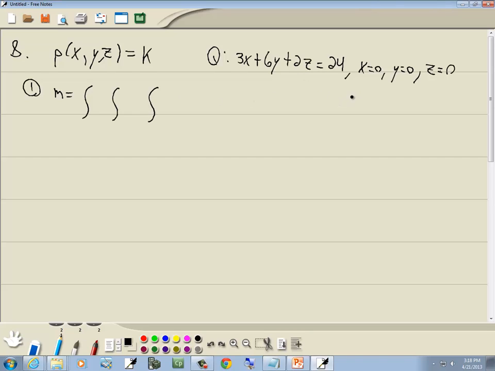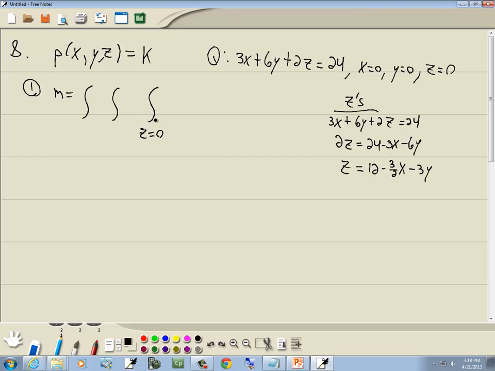Okay, so first off, let's look at our z's. We're going to have 3x plus 6y plus 2z is equal to 24, and we want to solve for z. So take the 3x and 6y over to the right side. So we got 24 minus 3x minus 6y, and then we'll divide by 2. And you get z is equal to 12 minus 3/2 x minus 3y. So this beginning here is going from z is equal to 0 to z is equal to 12 minus 3/2 x minus 3y.